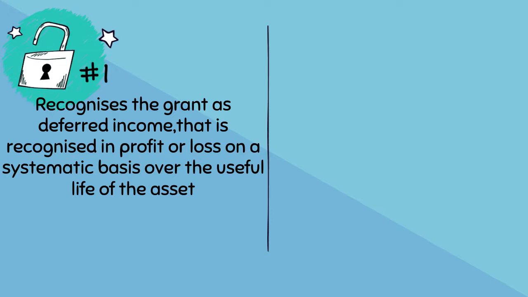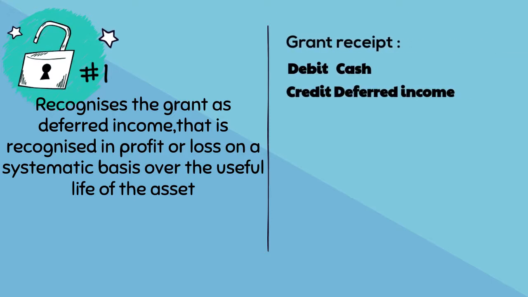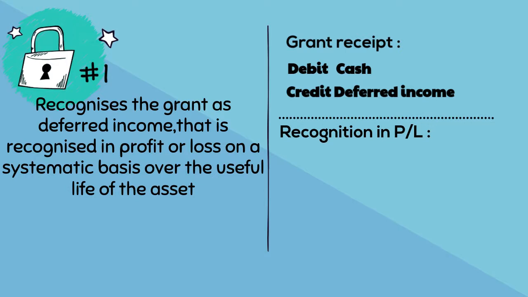In the case when a company receives the grant, the journal entry is to debit cash or bank account and credit deferred income. And then you need to recognize the grant in profit or loss. You will do it on some systematic basis over the life of the asset acquired. The journal entry is to debit deferred income and credit profit and loss.